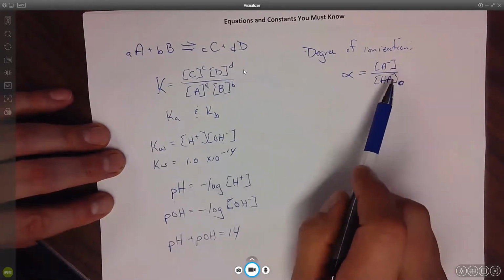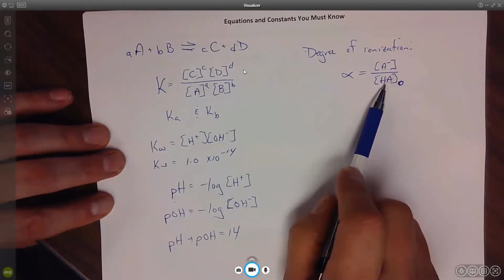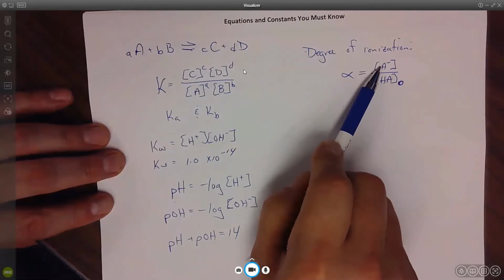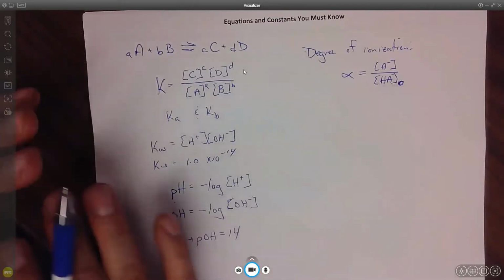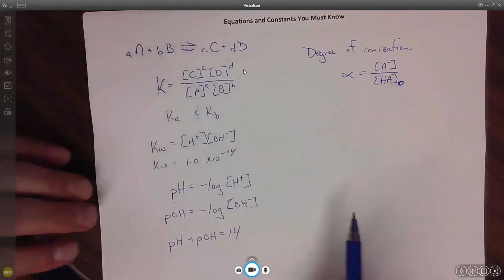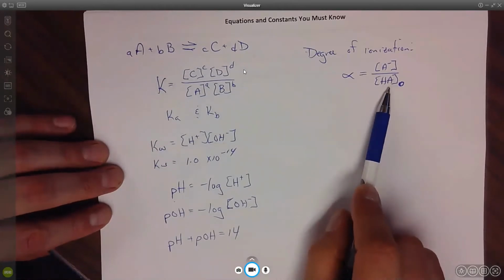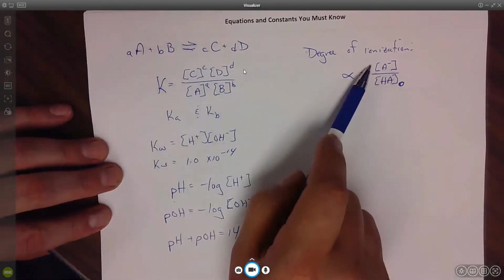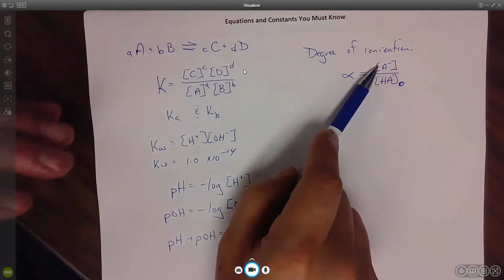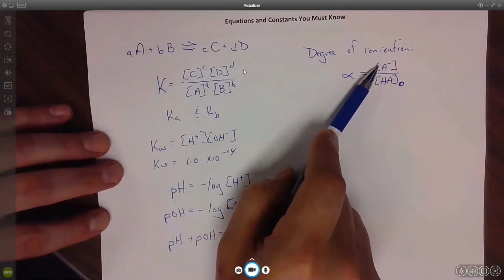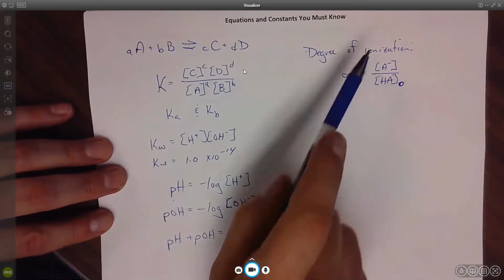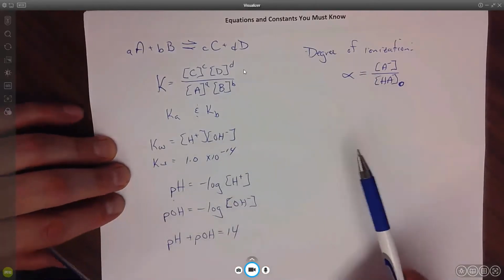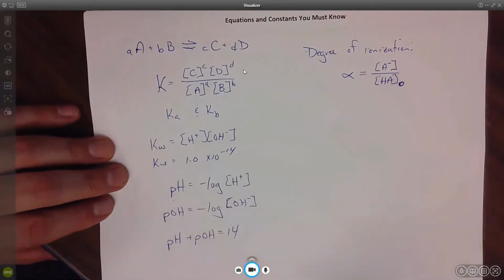So on an ICE table, this is the initial acid, and this is the equilibrium conjugate base that's formed from the dissociation of that acid. We could do the same thing for any ionic compound. This would just be the initial of the undissociated compound. This would be the concentration of one of its constituents at equilibrium, okay? So this is just the reactant and the product. But again, initial and equilibrium.